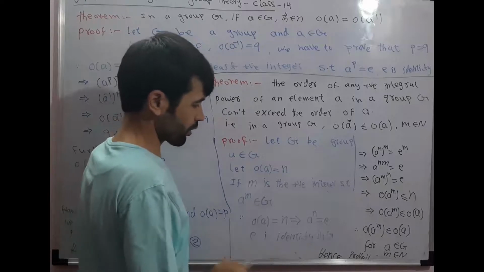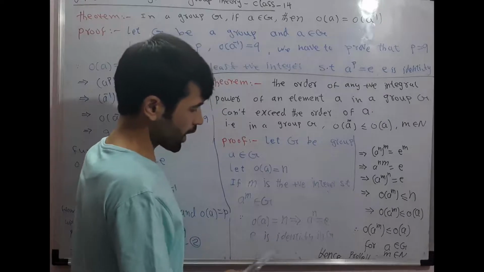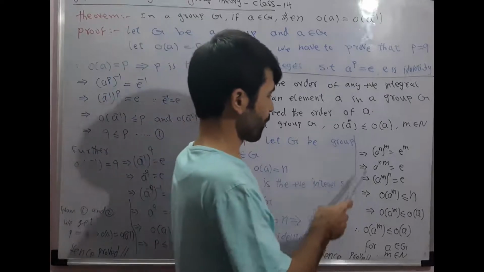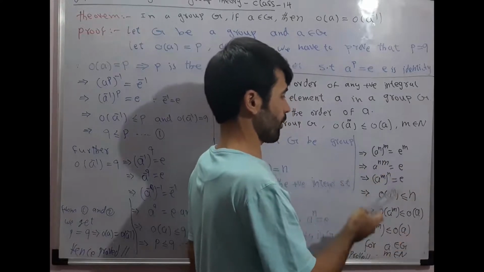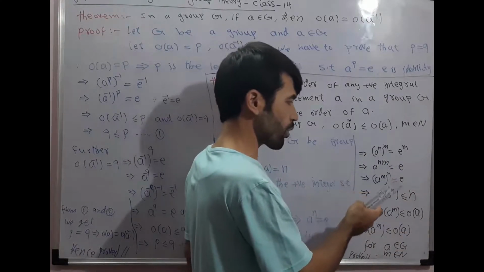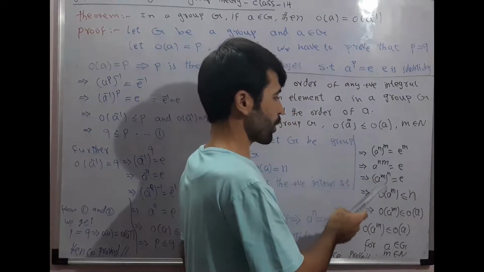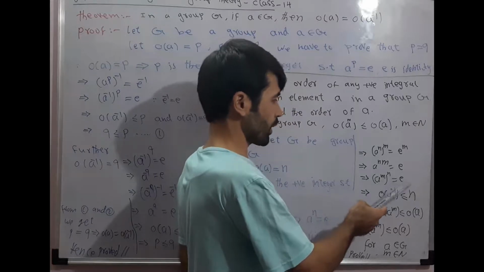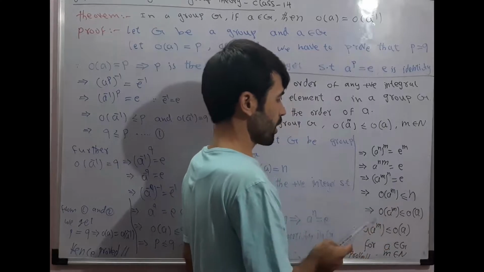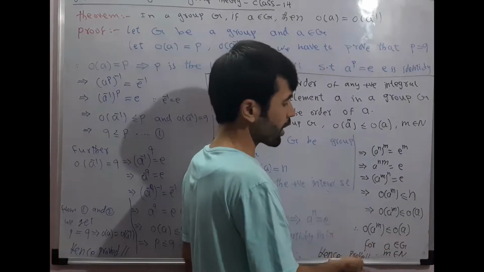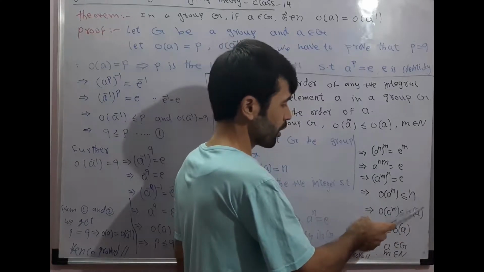According to the definition of the order of an element, we can write a to the power n equals e, where e is the identity element in G. Implies (a to the power n) whole to the power m equals e to the power m. Implies (a to the power m) whole to the power n equals e. Implies the order of a to the power m is less than or equal to n. Implies the order of a to the power m is less than or equal to the order of a.